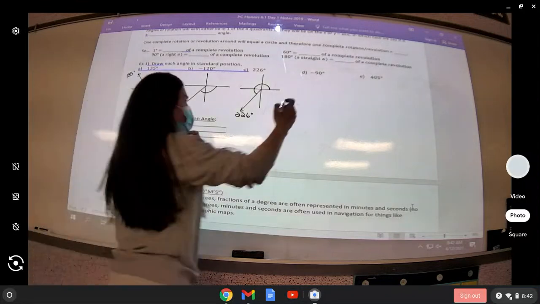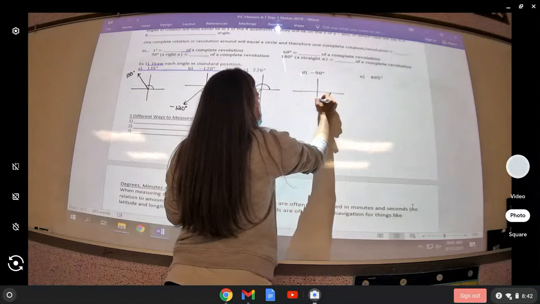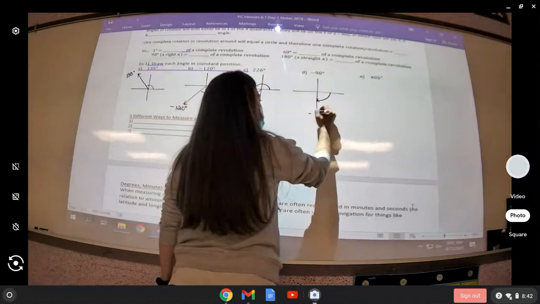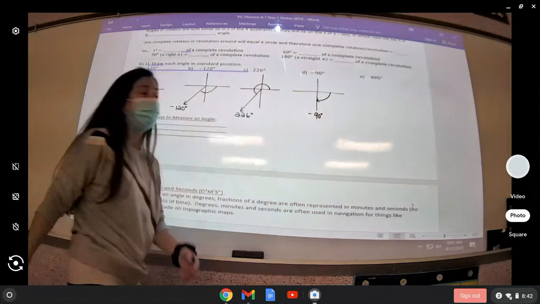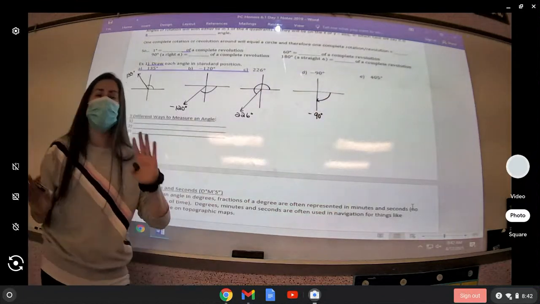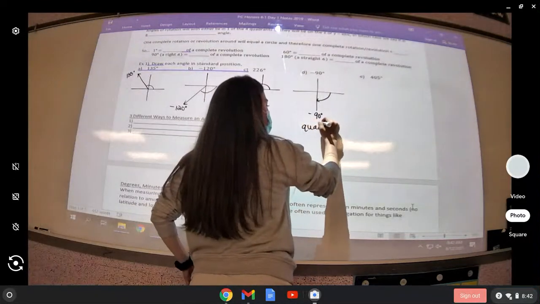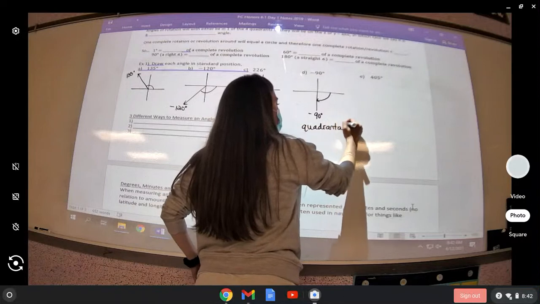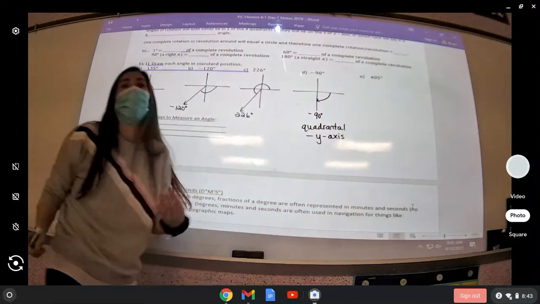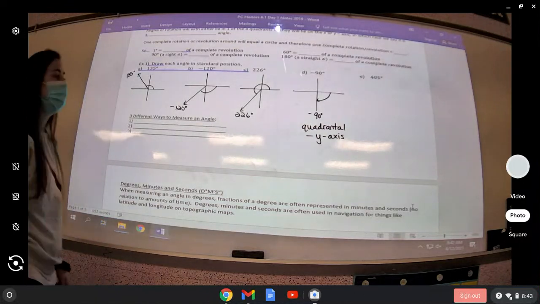All right. Negative 90 degrees. I have to go negative, so I want to go clockwise. And I'm literally going to stop right at the negative y-axis. This is negative 90 degrees. That's not in a quadrant, it's a quadrantal angle. Sometimes they'll let you say it's quadrantal, and then sometimes they'll make you label it as the negative y-axis. They make you describe where it lands. It's on the negative y-axis.